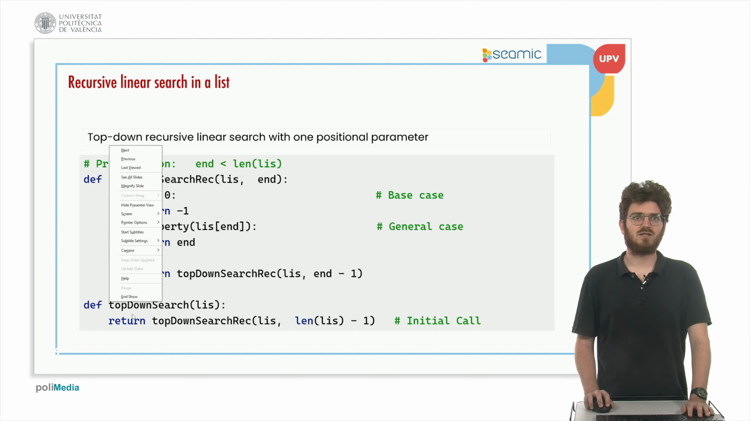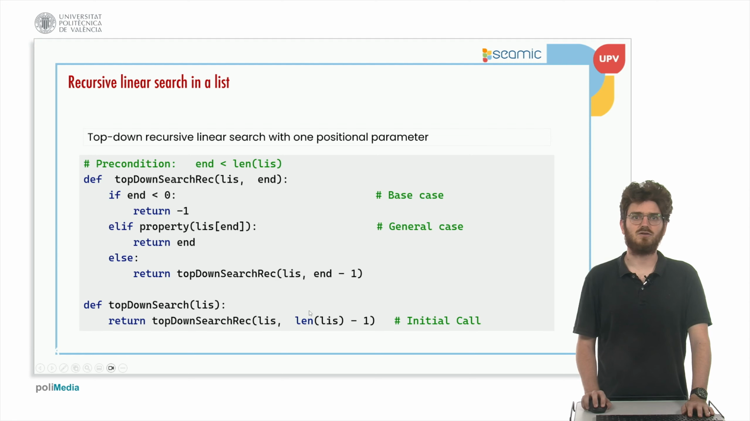And as always, we have our main function that the user can call, which gives us the initial value for the positional parameter, which is the final index of the list.